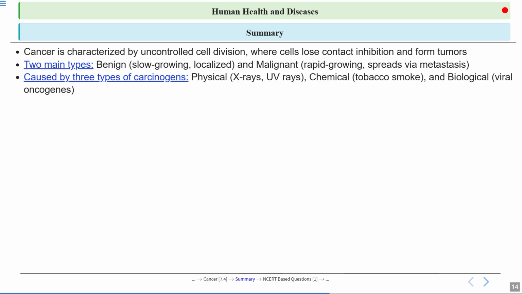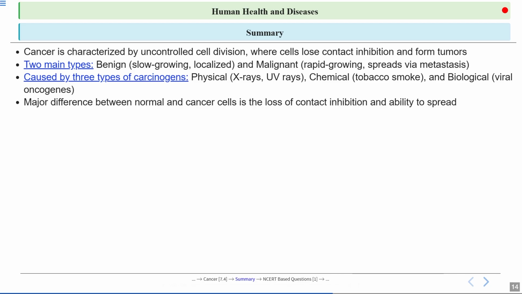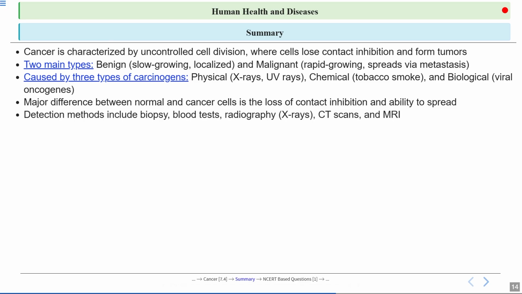We also discussed the causes of cancer. They are caused by three kinds of carcinogens: physical, chemical, and biological carcinogens. You should remember the examples of each one of them. Then we also talked about the difference between normal and cancerous cells. The key difference is that cancer cells lose contact inhibition, while normal cells retain the ability of contact inhibition.